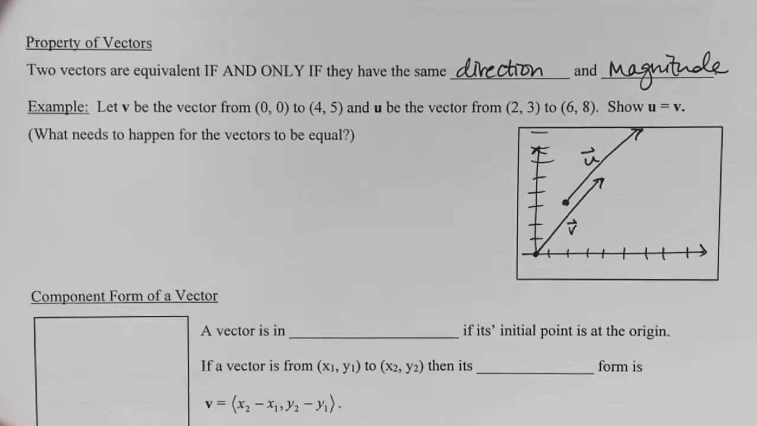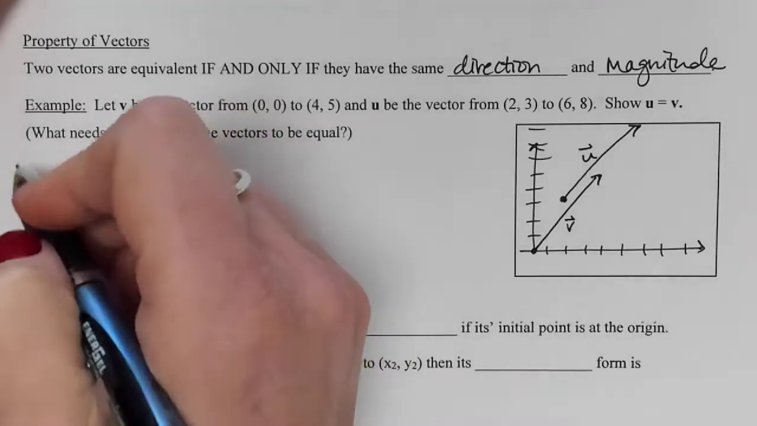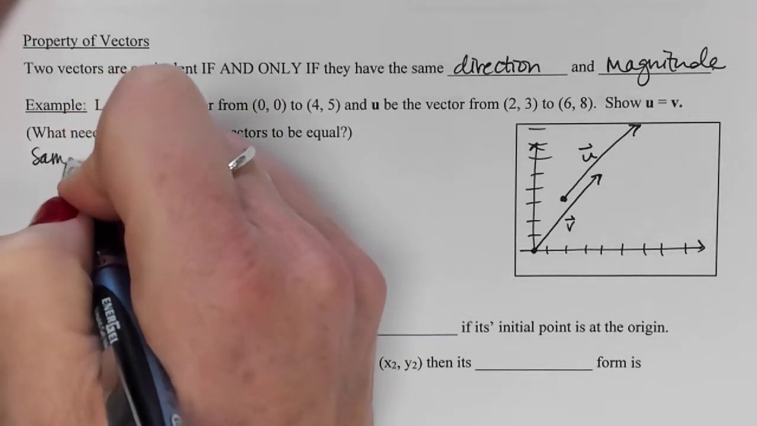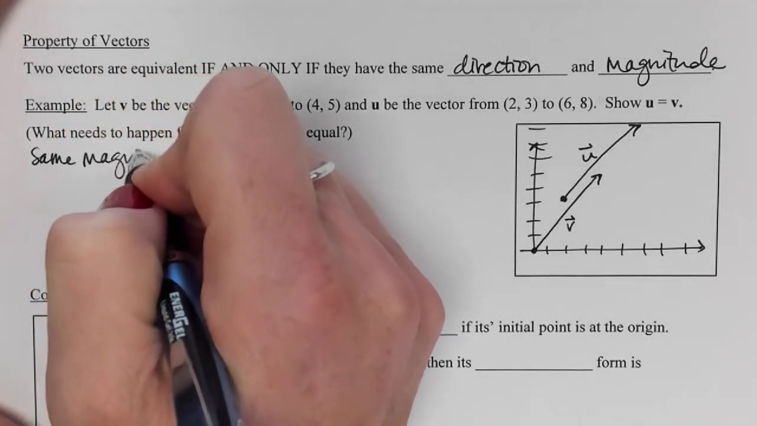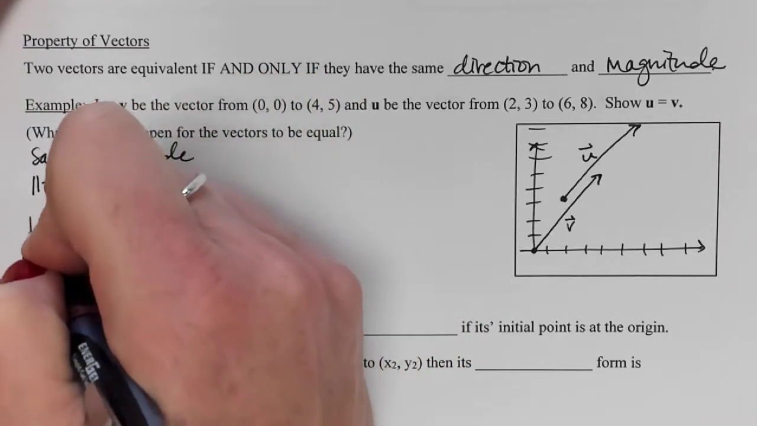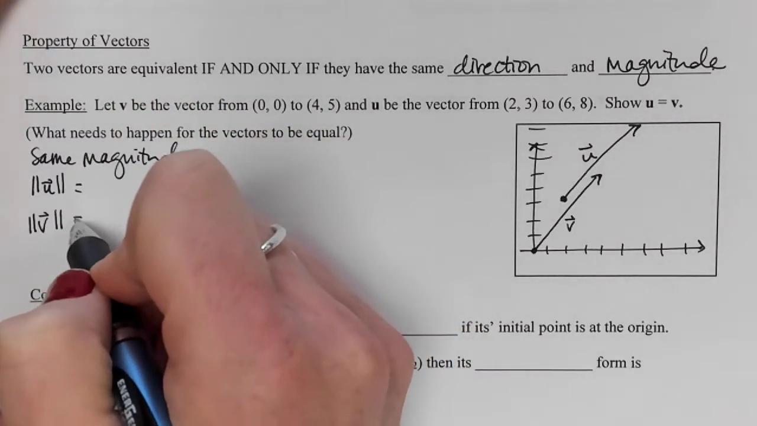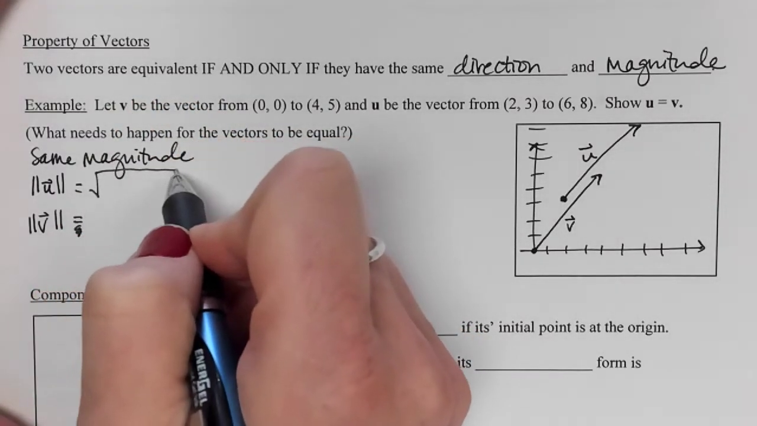And we're going to show that they are the same vector, that they are in fact equal to each other. So first I need to show that their distances are the same. So they need the same magnitude. So I'm going to do the magnitude of u and the magnitude of v, and we're going to find out that they are the same.